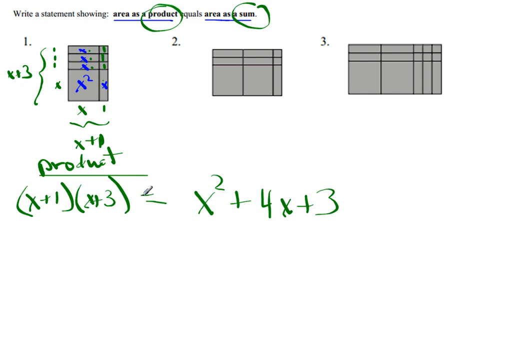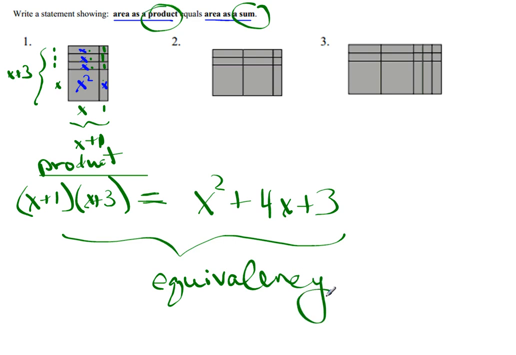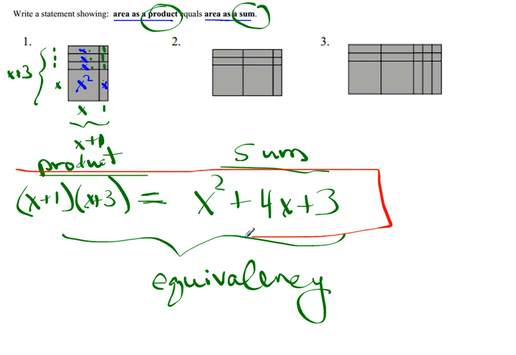And I'm making it equal to each other because they're equal. Length times width is the same as the stuff on the inside. And this is the equivalency statement. Okay, and this is the sum. So on a test or something, there's our equivalency statement that I'm looking for.